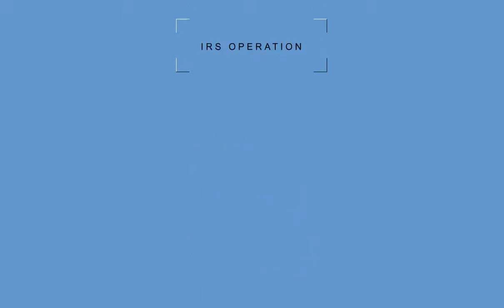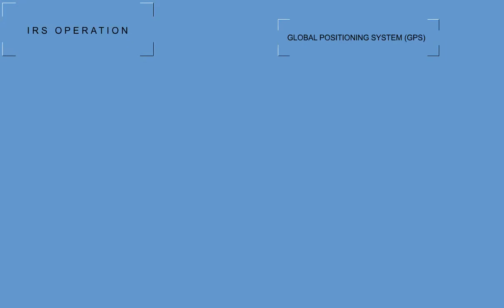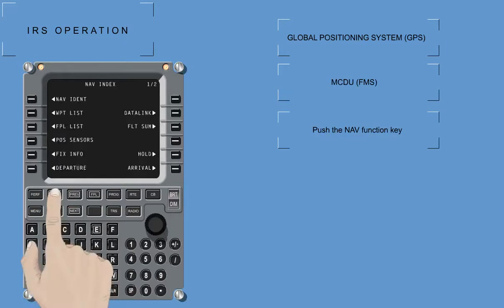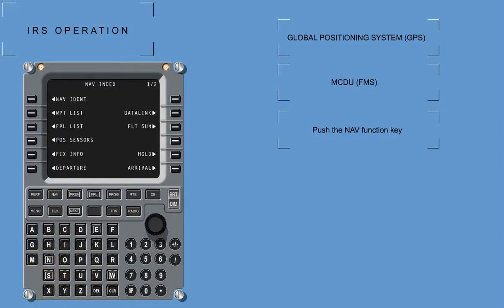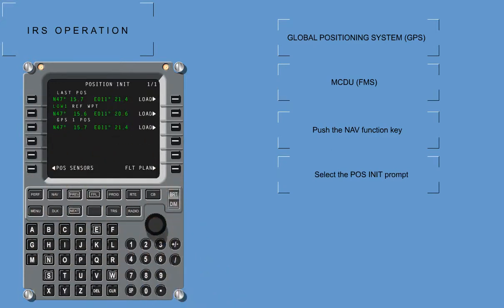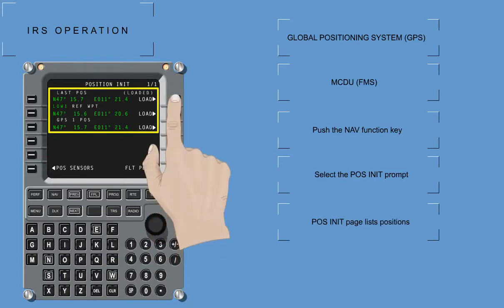IRS operation. Initialization. The position initialization is automatically transmitted by the Global Positioning System, GPS. The position initialization may be manually entered via the MCDU, FMS. Push the nav function key to display the navigation index page on the MCDU. Select the position initialization prompt from either the Identification or Position Sensors page. Position initialization page lists positions that can be line selected for initialization of the FMS using the load prompt.